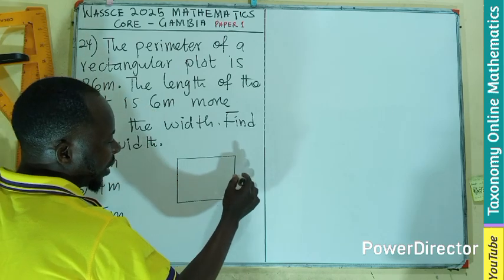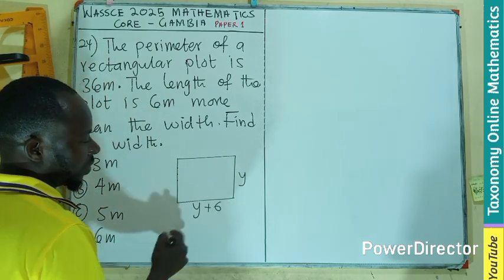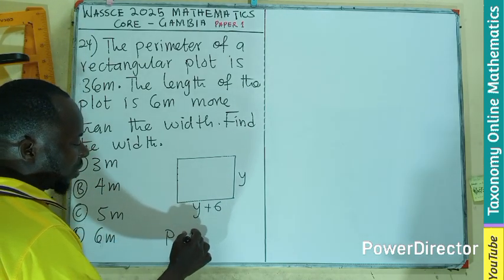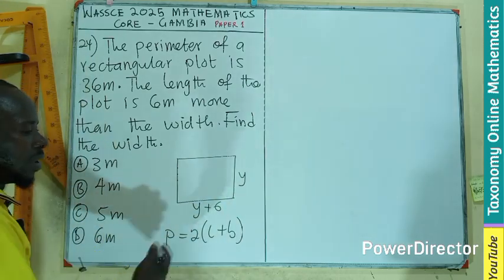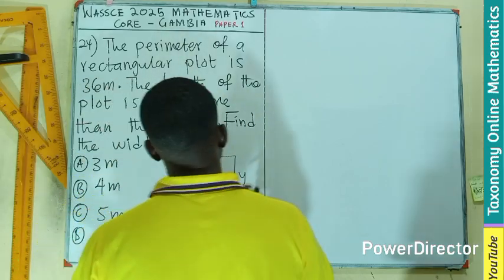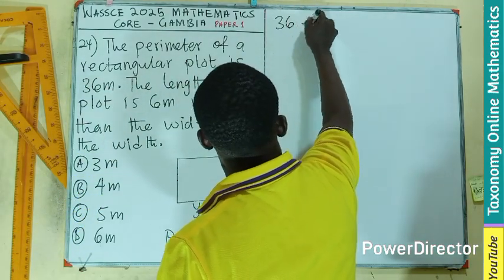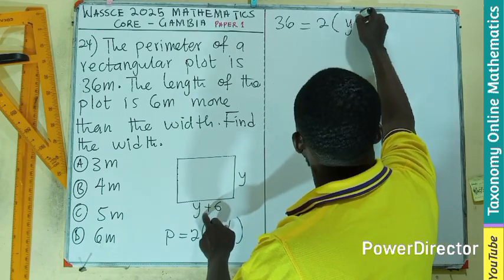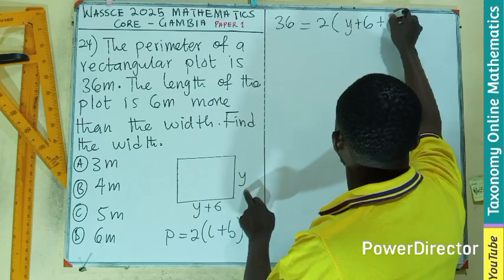So if the width is taken as y, this is going to be y plus what? 6. Now, how do we find the perimeter of a rectangle? It is 2 times the length plus what? The width or the breadth. So let's do that substitution, whereby the perimeter is given to us as 36 equals 2 times the length, which is now y plus 6, plus the breadth, which is also what?